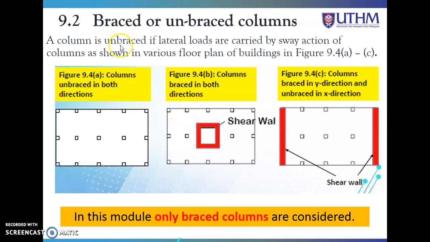The column is unbraced if lateral loads are carried by sway action of the columns, as shown in these various floor plans. So kalau kat sini maksudnya column unbraced in both directions. Maksudnya tak ada apa-apa wall kat sini. This is column braced in both directions. Dia tunjuk contoh ada shear wall dekat sini. Column braced in Y direction and unbraced in X direction. And in this module, we only focus on the braced column.